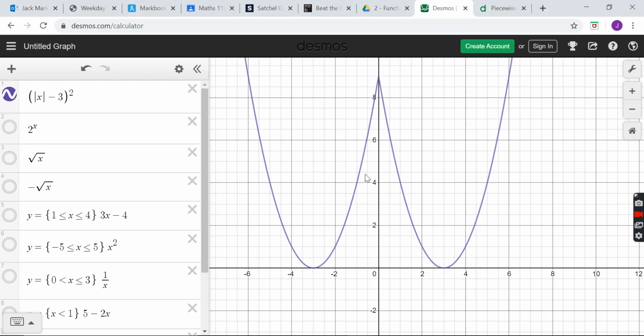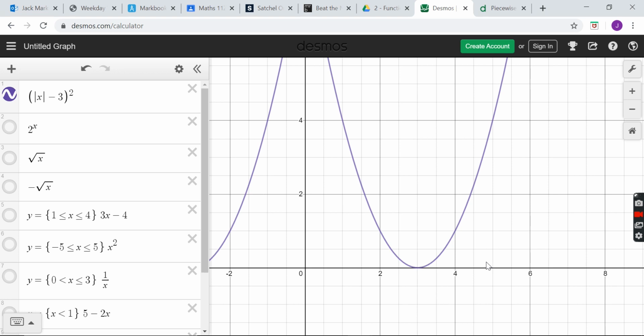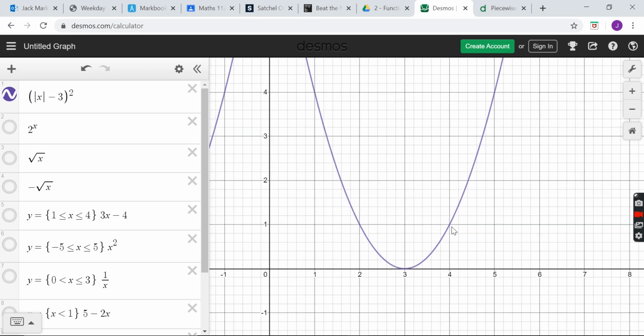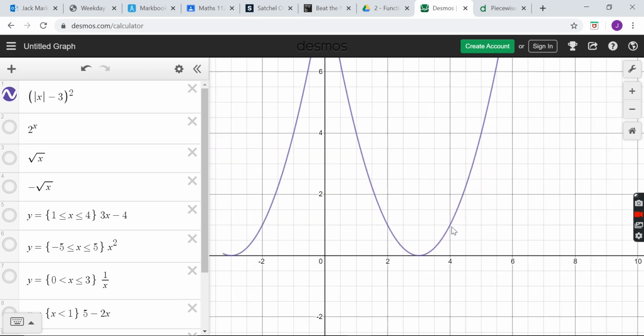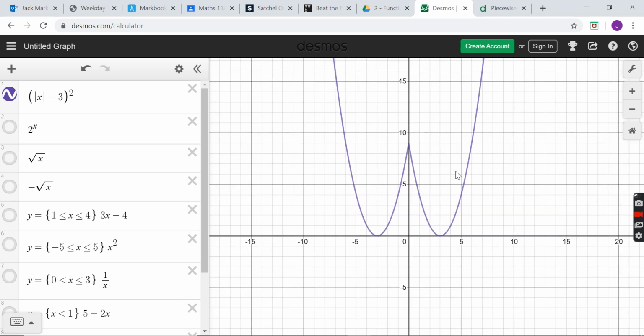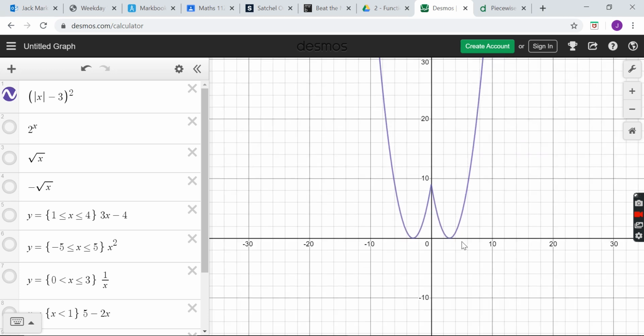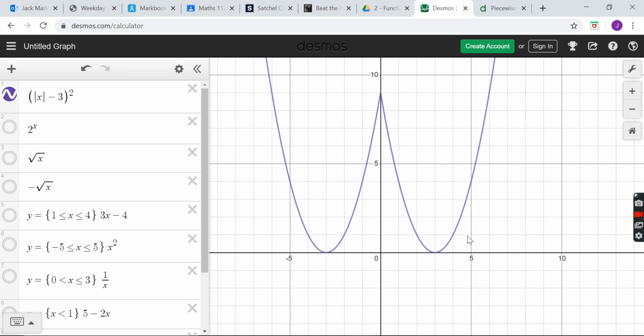So if I pick any value of x, does it have one specific y value? If I pick 4, 4 returns 1. It doesn't return any other numbers. If I look above and below, there are no other numbers. So yes, this is a function.